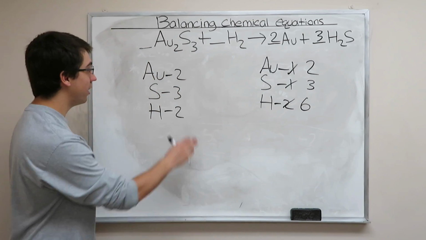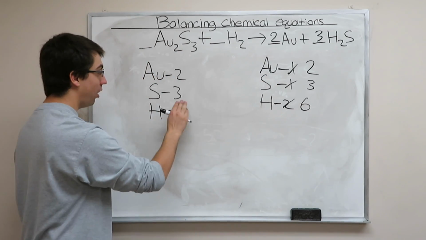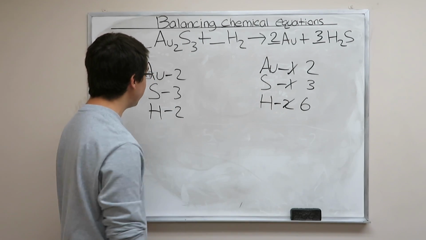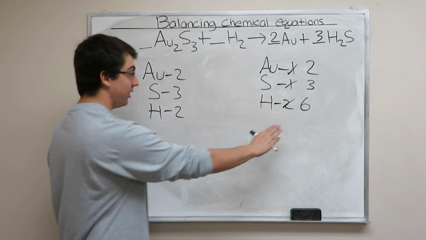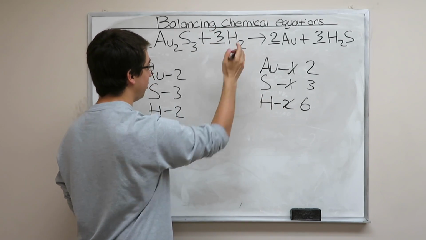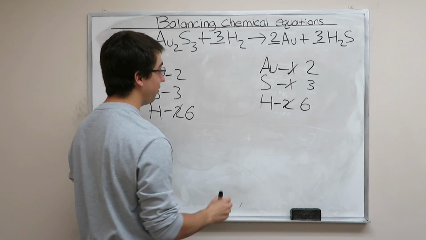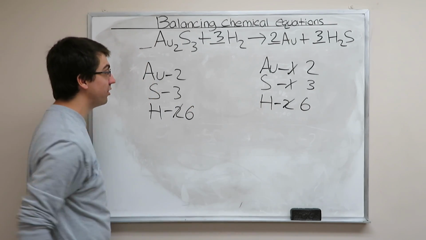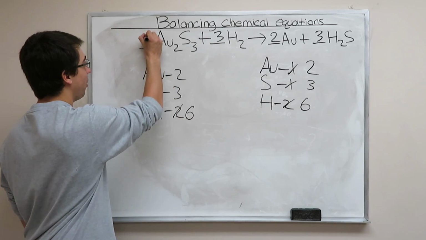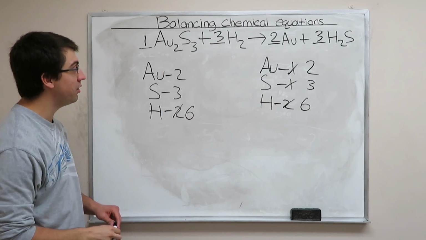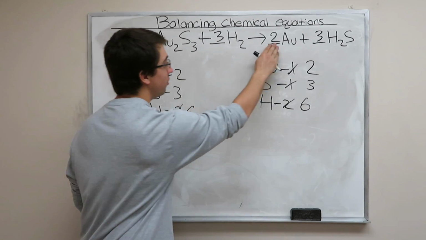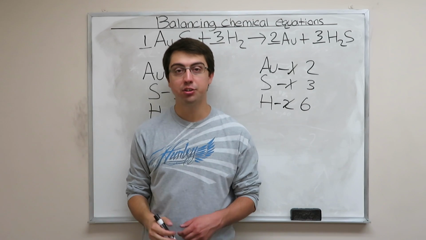And now if we compare, our golds are balanced, our sulfurs are balanced, and the last thing we need to do is balance out our hydrogens. We have 2 on our reactants, 6 on our products. If we put the coefficient 3 here, 3 times 2 is 6. That gives us 6 hydrogens. Now the hydrogens are balanced, and all of them are balanced. And I'm going to put the coefficient 1 here. It's not necessary to put a 1, but you can if you'd like. And our coefficients are 1, 3, 2, and 3. And this equation is balanced.